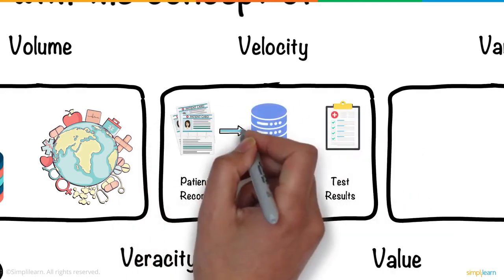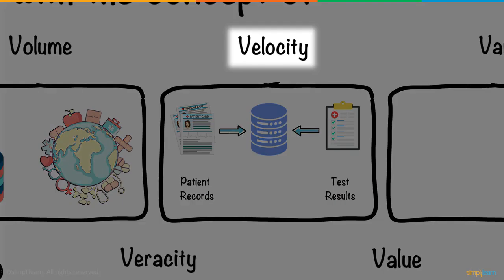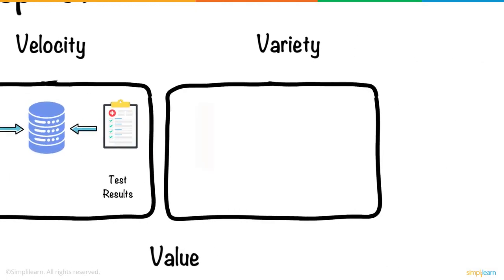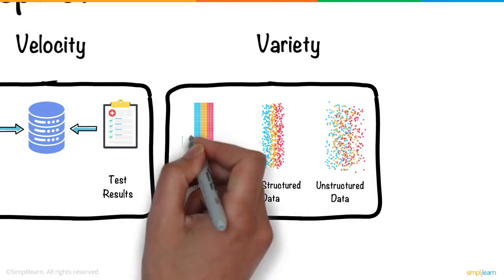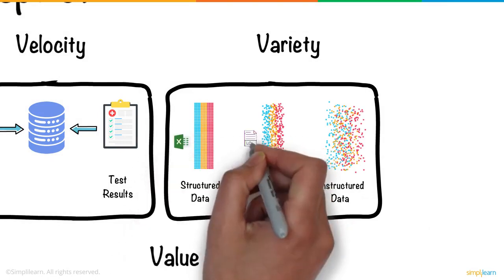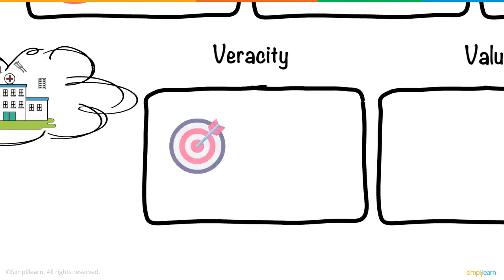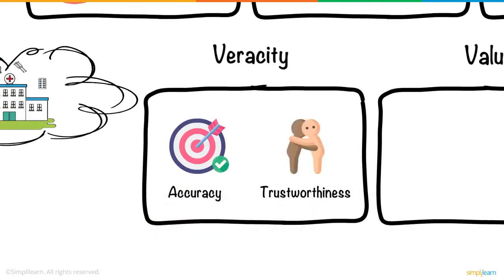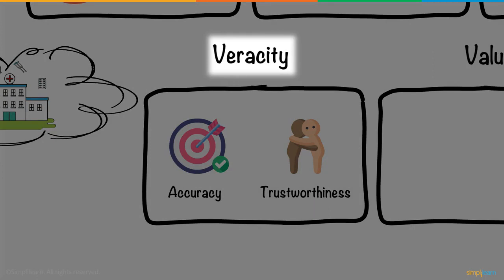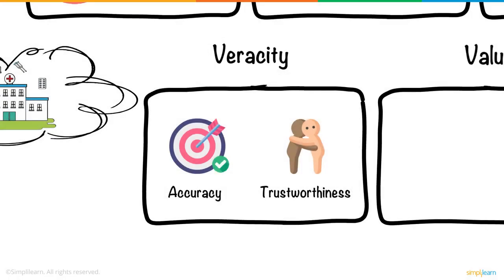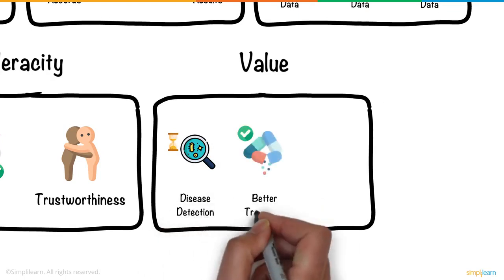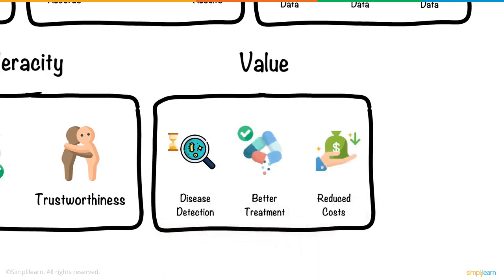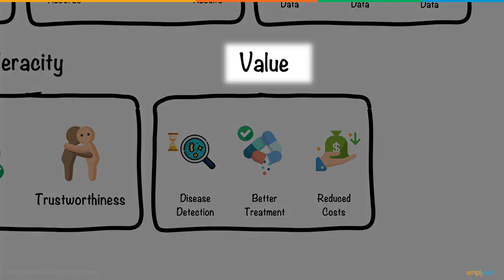All this data is generated at a very high speed, which attributes to the velocity of big data. Variety refers to the various data types, such as structured, semi-structured, and unstructured data. Examples include Excel records, log files, and X-ray images. Accuracy and trustworthiness of the generated data is termed as veracity. Analyzing all this data will benefit the medical sector by enabling faster disease detection, better treatment, and reduced cost. This is known as the value of big data.